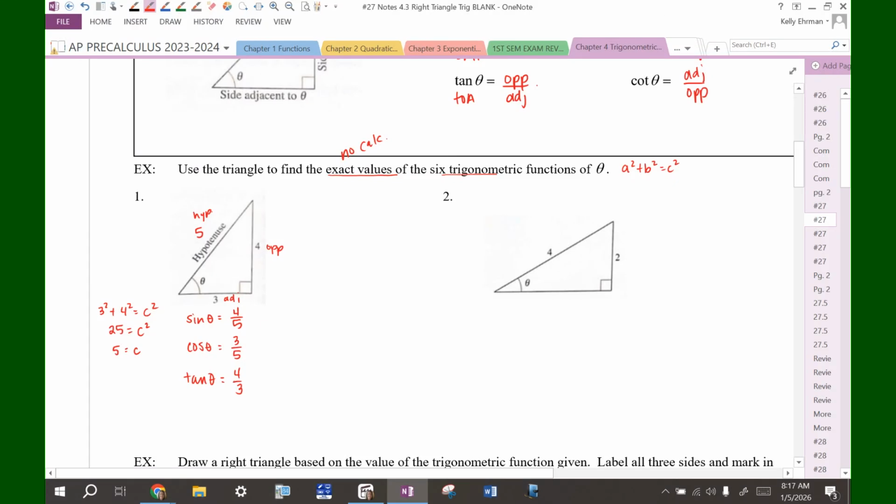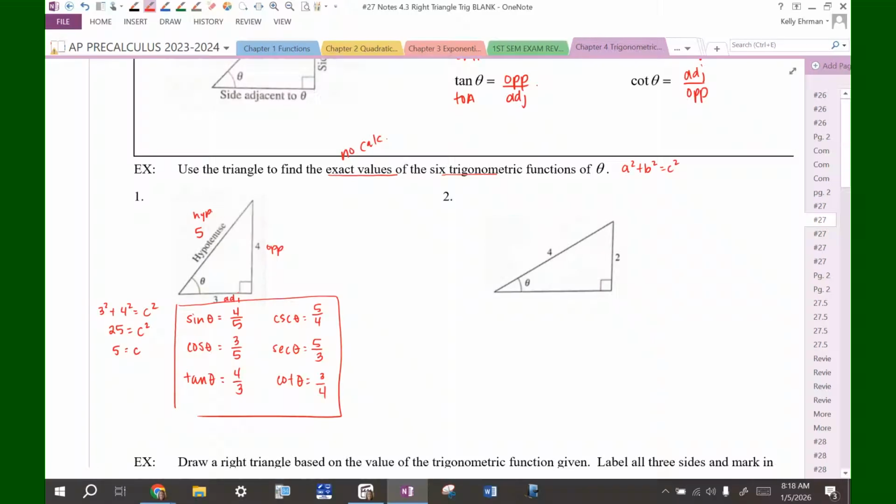Once you have those 3 defined, you just need to flip them to get the reciprocal functions. So the reciprocal of sine is cosecant theta. That would be 5/4. The reciprocal of cosine is secant theta. That's 5/3. The reciprocal of tangent is cotangent theta, and that's 3/4. So those are my exact values of my 6 trig functions of theta.